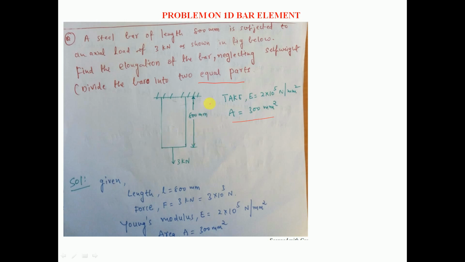Okay, and everything is given: length is equal to 800 mm, and the force acting at the tip of the bar is 3 kilonewton, that is 3 into 10 power 3 newton, and Young's modulus is 2 into 10 power 5 newton per mm square, and area of the cross section is given 300 mm square.